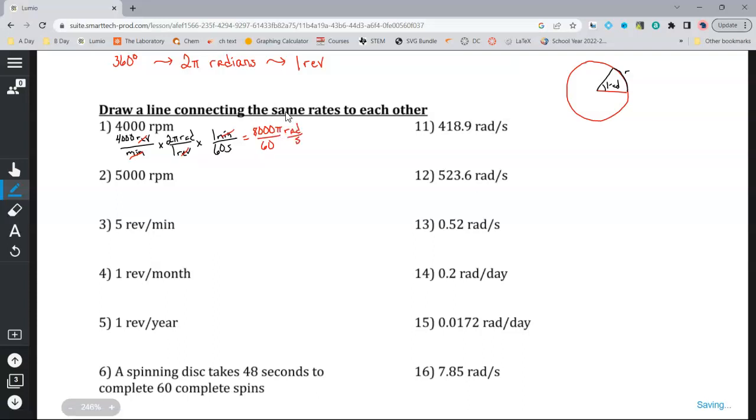We put that in our calculator, and we're going to get 418.87. So right there, that is going to be our connection. So go ahead and convert all of the rest of these to radians per second and see if they work out. And if radians per second doesn't match, go ahead and try radians per day and see if that works. So pause the video and start there.